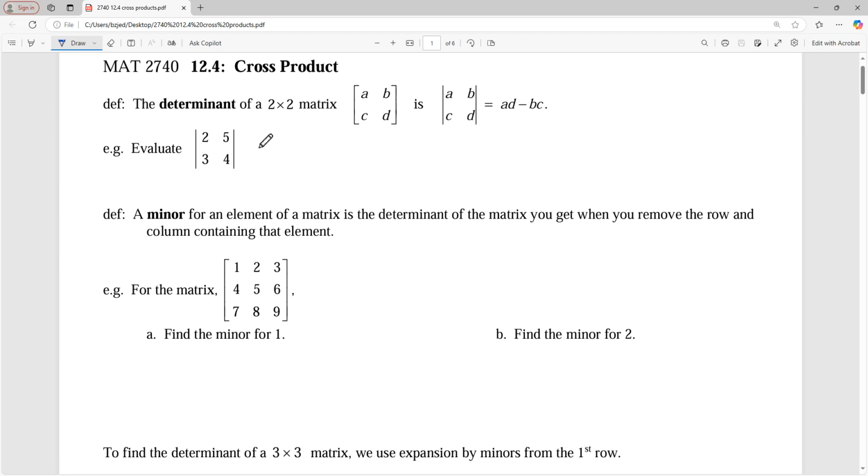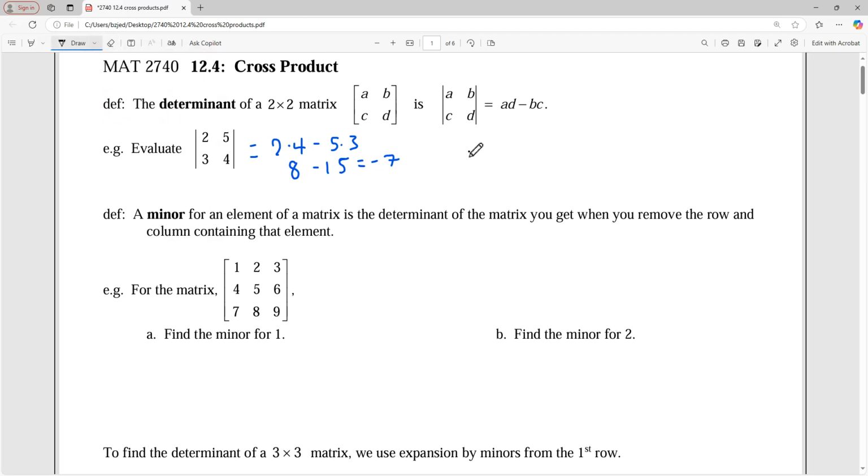So if I gave you the matrix 2, 5, 3, 4, and we want to find the determinant, we would just say it equals 2 times 4 minus 5 times 3. 2 times 4 is 8, minus 5 times 3 is 15. 8 minus 15 is negative 7. And so we would get that determinant. And that's like what we did last time, right? We found the determinants. We also found the minors.